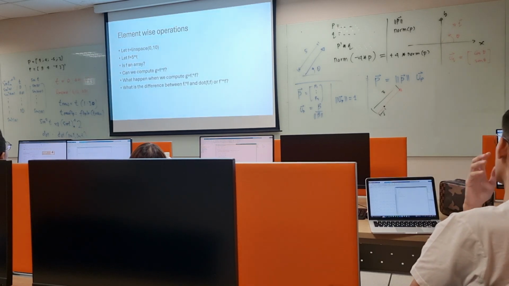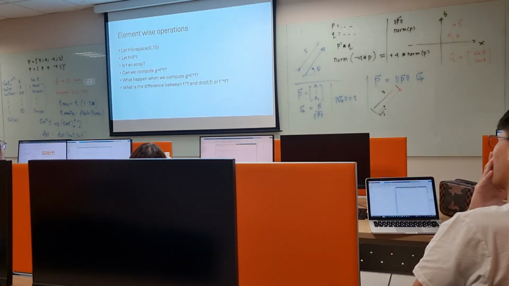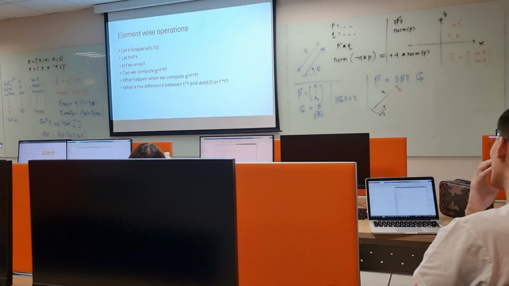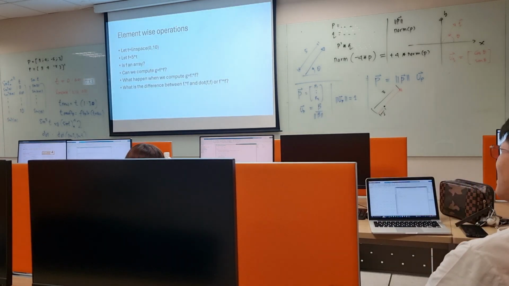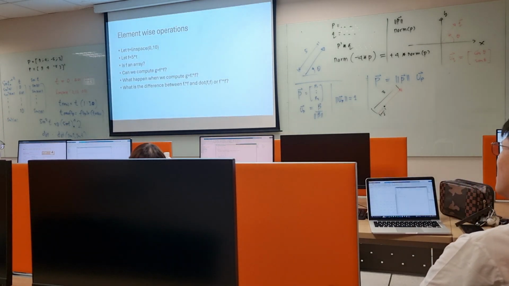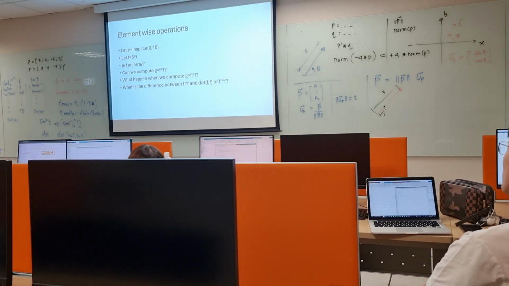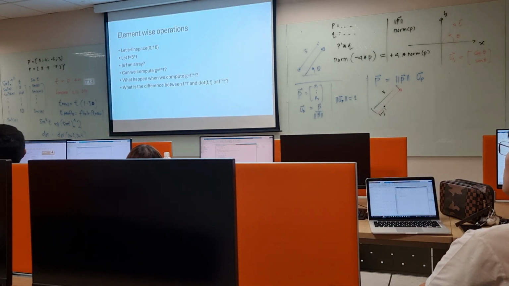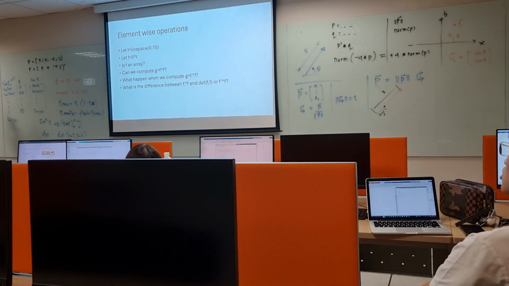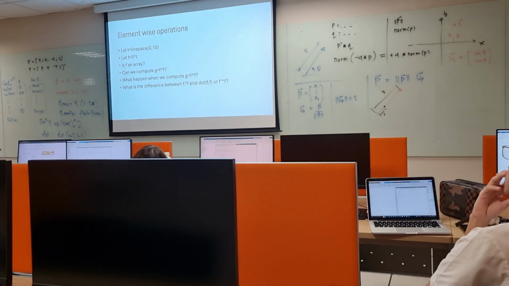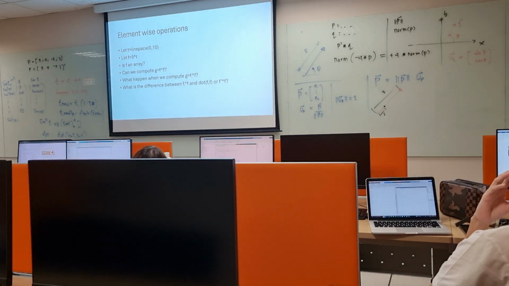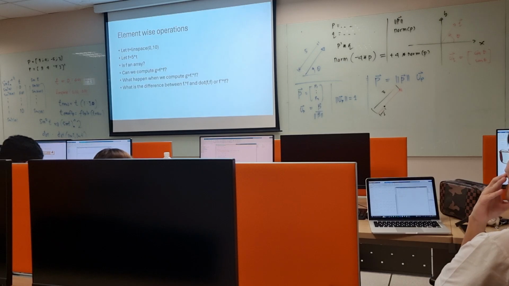In this example, is F an array? Yes. Can we compute this? No, that's wrong. What has to be done? You have to put the dot. This one you can do, but what happened is like this. This is element-wise computation. And now you know what's the difference? Sometimes you need element-wise operation. In other cases, you need dot product.